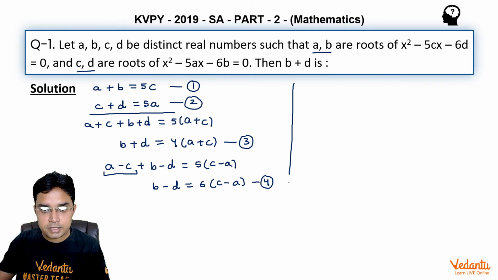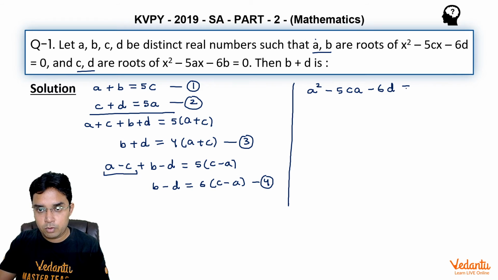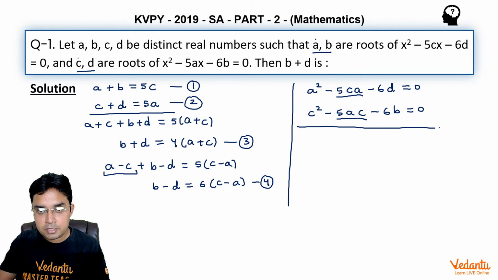Now the next important thing here is that as A, B are roots of this quadratic, if I put A into this, it should satisfy it. So it will become A square minus 5 into CA minus 6D is equal to 0. Similarly, C, D are roots of the second quadratic, so if I put C into this quadratic, we get C square minus 5AC minus 6B is equal to 0. Here you can notice that 5CA and 5AC are the same term, so if I take the difference, it will get cancelled.